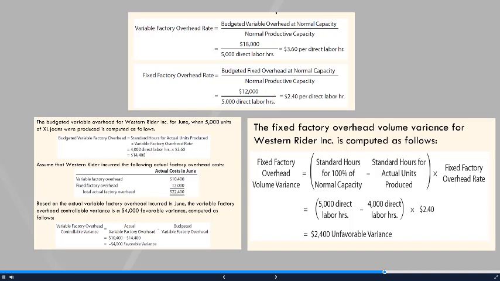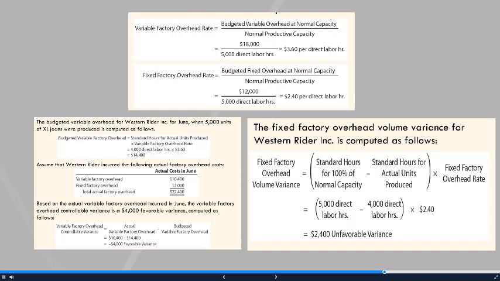For our fixed factory overhead volume variance, we're comparing our standard hours at 100% normal capacity to the standard hours for actual units produced. Your standard hours at 100% capacity may not equal your variable budgeted hours. In this example, they just happen to. But our standard hours for actual units produced will be the same. So again, our first step is to figure out what that fixed overhead rate is going to be. To get that, we'll take our budgeted divided by our budgeted.